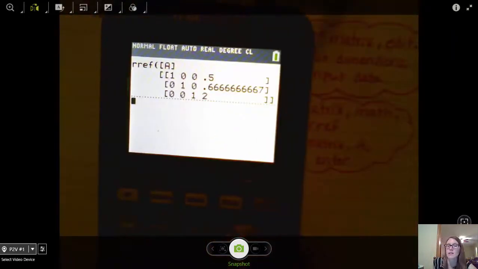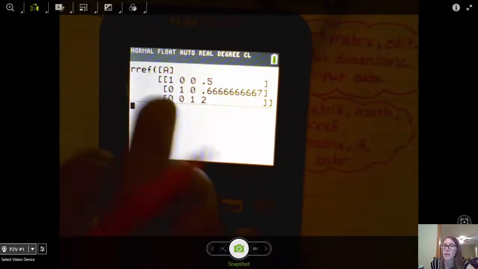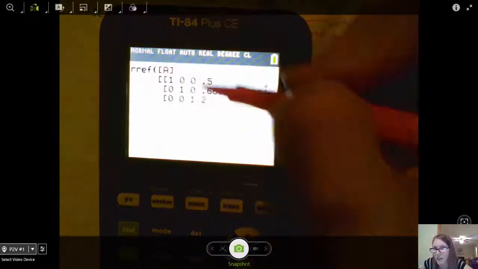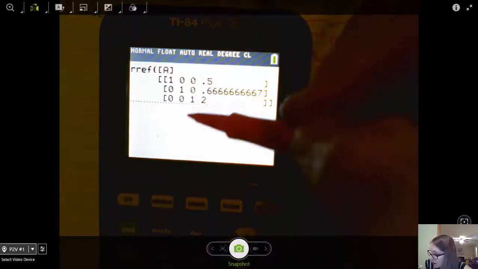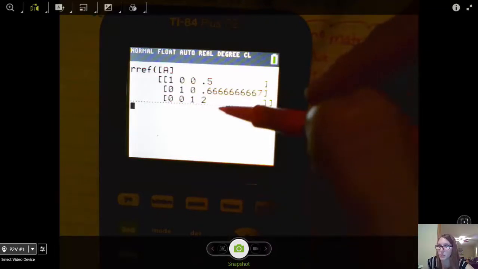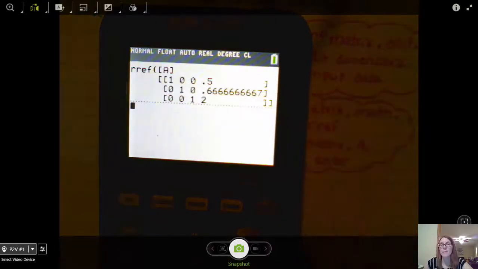And this gives us our row reduced echelon form. We have our ones diagonally, our zeros everywhere else. Notice our calculator doesn't put in that vertical bar showing the equal sign, but it's going to be our numbers on the far right that are our solutions. Keep in mind, we always like fractions. We don't like decimals.